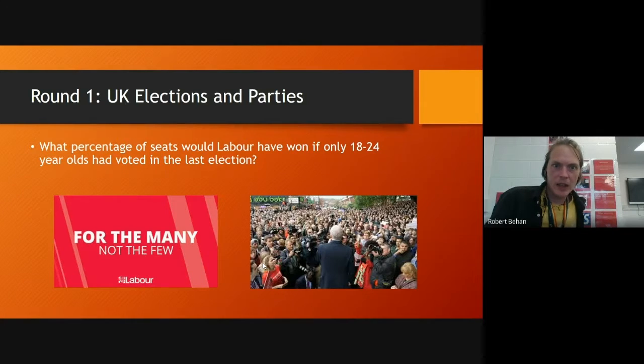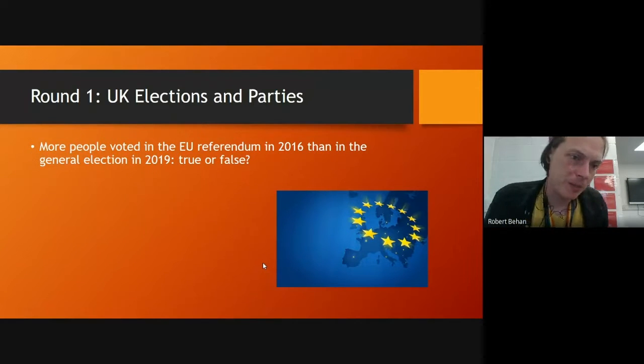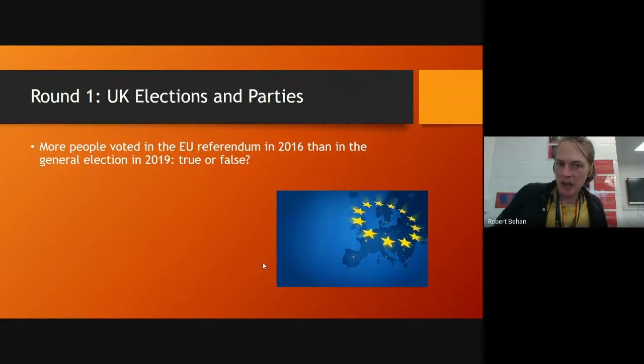Okay, and the next one is a true or false question. More people voted in the EU referendum in 2016 than in the general election in 2019. Is that true or false? More people voted in the EU referendum in 2016 than in the last general election. What do we think about that?